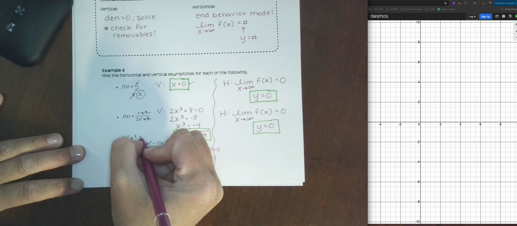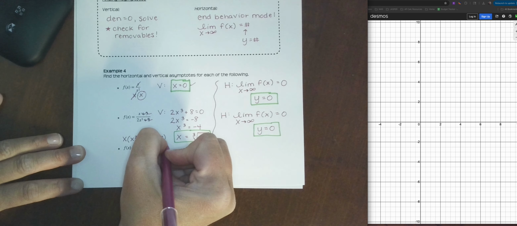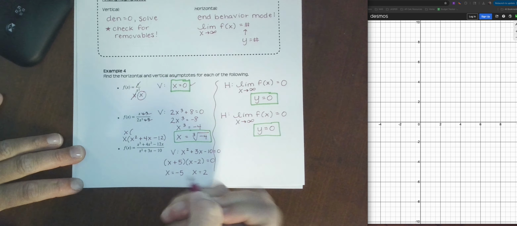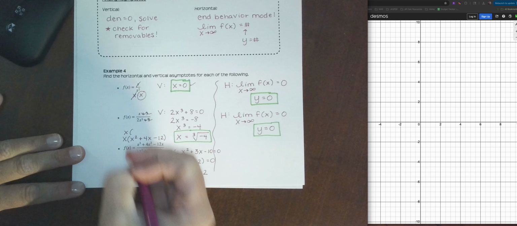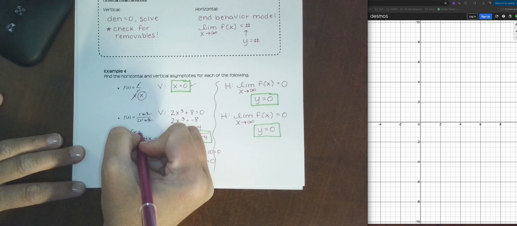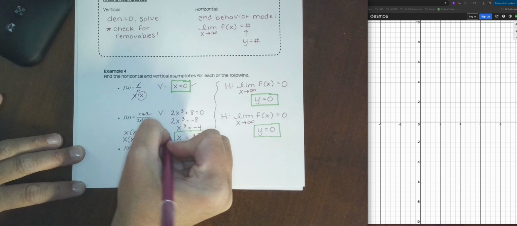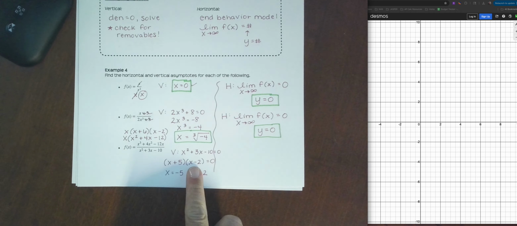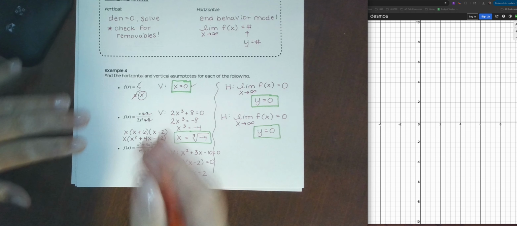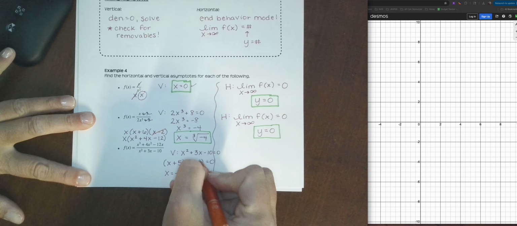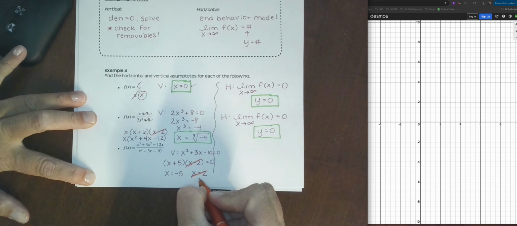I'm pulling an x out of everything. Okay, and then I'm going to say, well, how do I multiply to 12? I think I can do this with a 6 and a 2. So x plus 6 and x minus 2. Okay, so right here I see that I have an x minus 2 on the bottom and an x minus 2 on the top. So what that means is that this x minus 2 cancels, and so this is not a vertical asymptote. This thing here would be a hole.